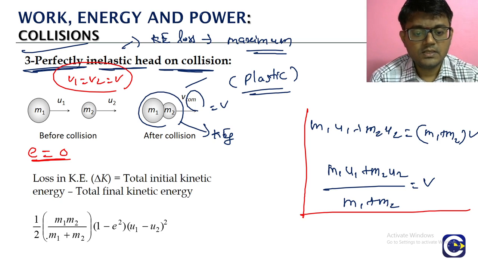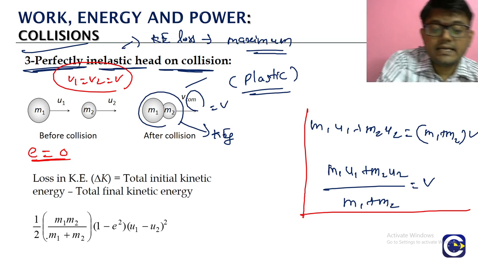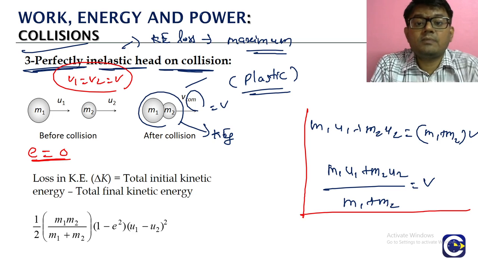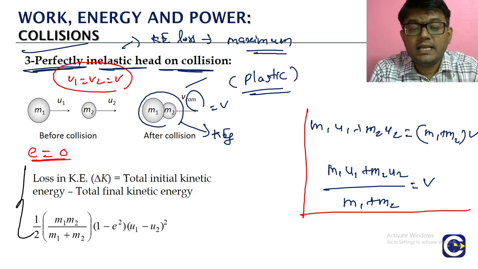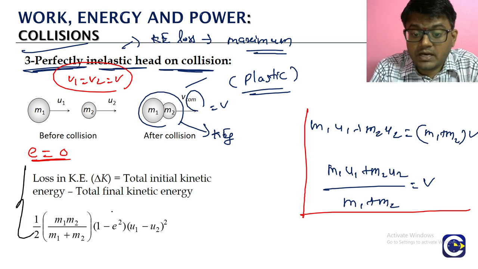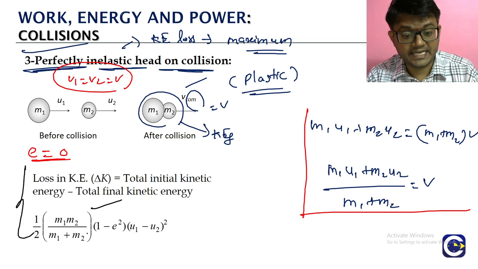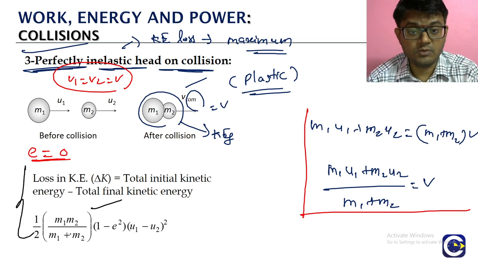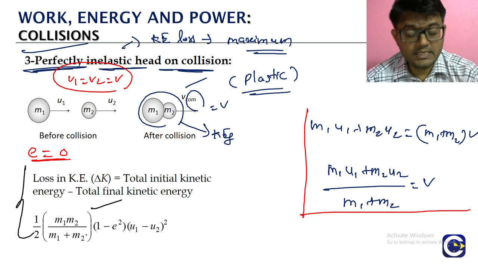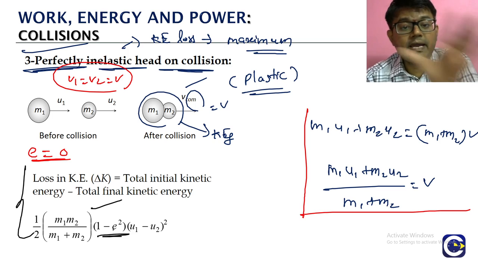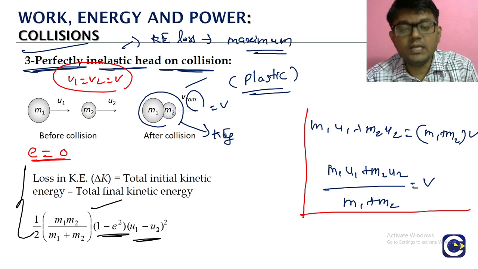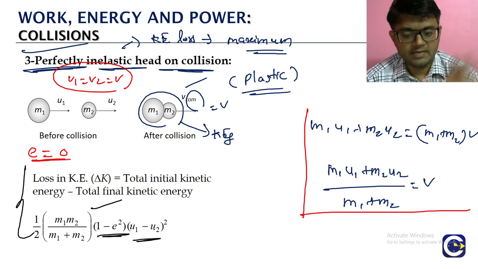Okay, so kinetic energy loss, we can also get it from the previous formula. Already in the inelastic collision case we have got the expression for the loss of kinetic energy. What is the formula? Half times m1 m2 by m1 plus m2 into 1 minus e square into u1 minus u2 the whole square. This is the formula we have.